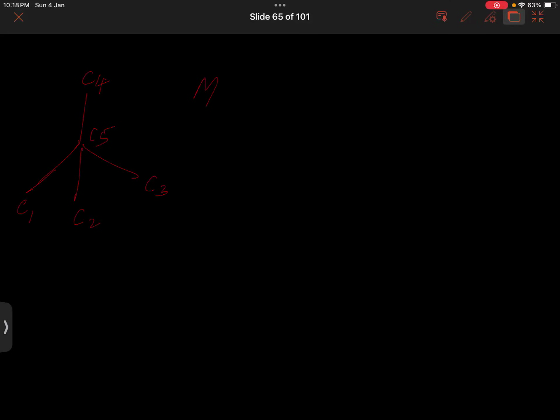So let me calculate Zagreb number 1, M1. First, for that, you should find out the degree of the vertices. So C1 is directly adjacent to C5. So 1, C2 is adjacent to C5, C3 is adjacent to C5, and C4 also 1. So this is the degree of each vertex. But for C5, the degree is 4, because it is attached to C4, C1, C2, and C3. Just write this. Then you calculate the Zagreb number 1.